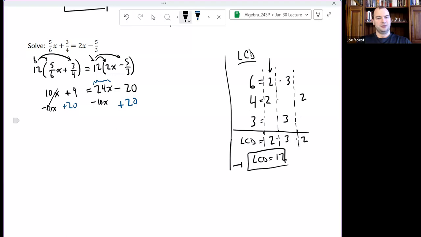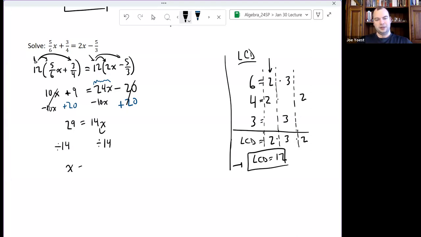On the left side, 10x minus 10x, they go away, and I get 29. On the right side, 20 minus 20, they go away. 24x minus 10x is 14x. I've successfully isolated my variable term. Now I want to isolate my variable, and I do that by dividing through by the coefficient, which my note may look like 19, but is 14.